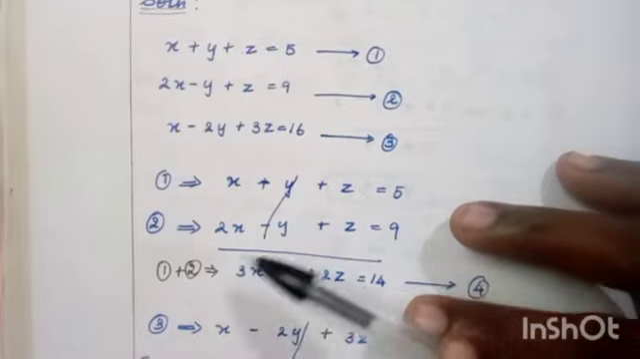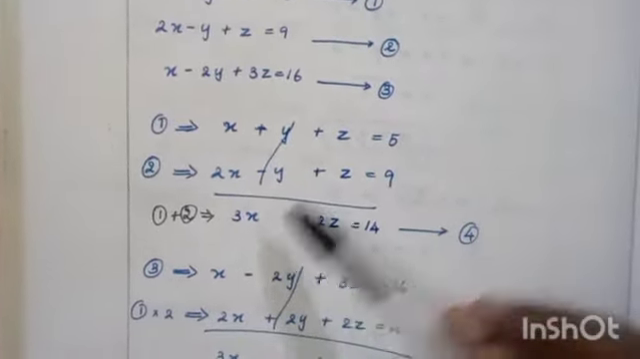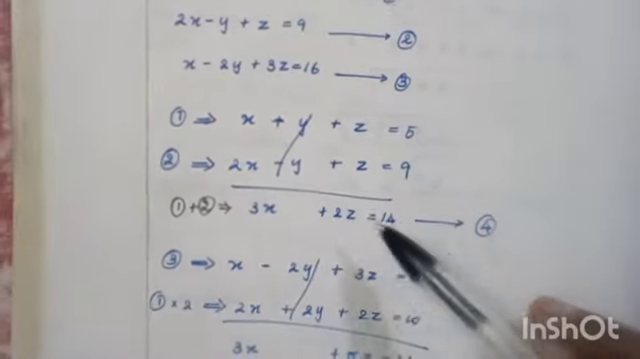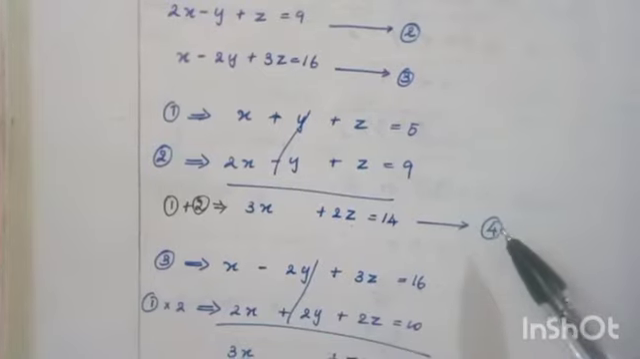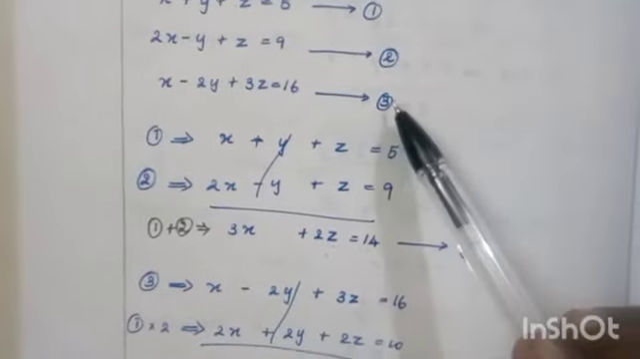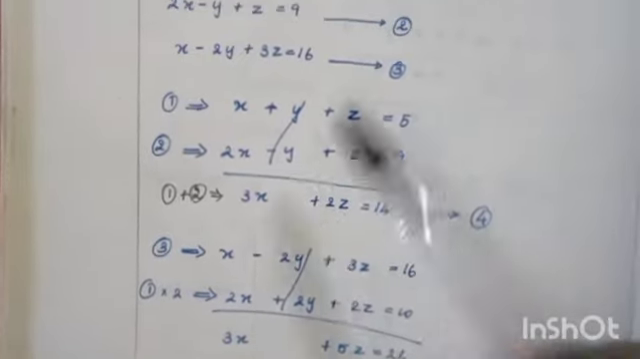So what you have to use? Add 1 plus 2. So x plus 2x is equal to 3x, z plus z equals 2z, equal to 14. Again we have two variables, so we call it equation number 4, since we already used three equations. Now you have to consider the third equation.